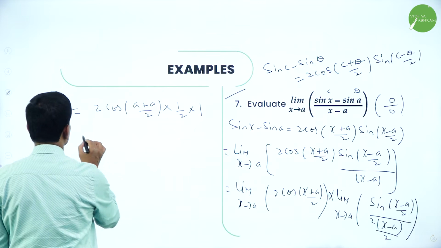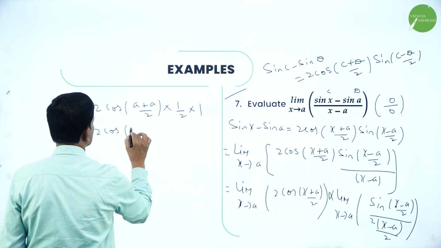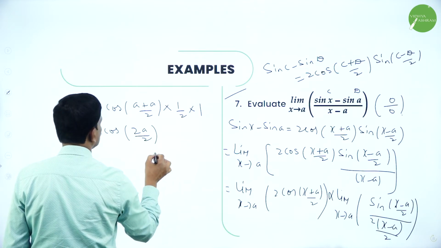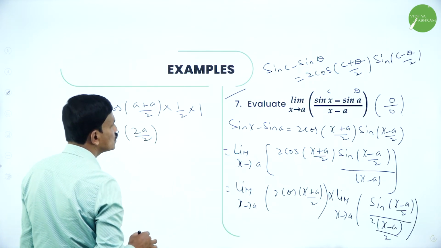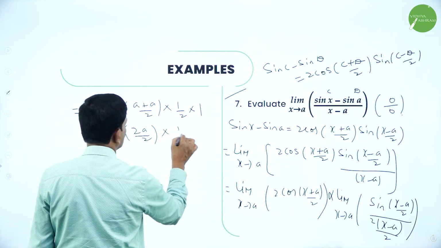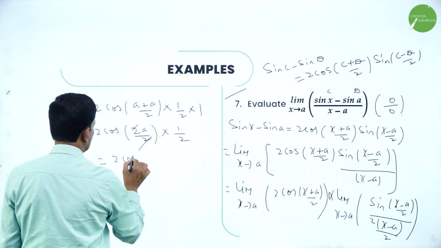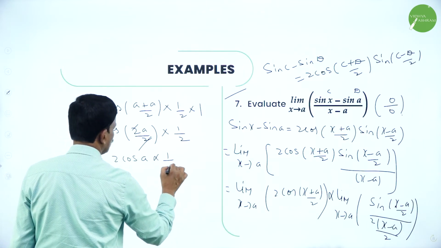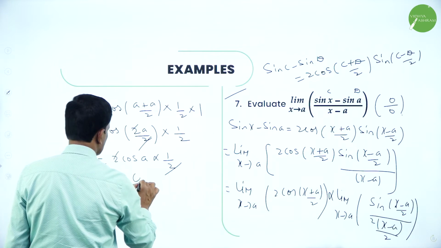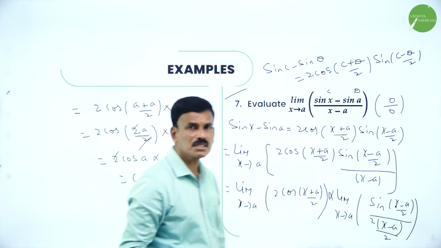Now this is equal to 2 times cos of (a plus a), a plus a is 2a, divided by 2, into 1 by 2. So here 2 and 2 get cancelled, 2 cos a into 1 by 2, 2 and 2 get cancelled, this is equal to cos a. Cos a is the simplified answer, that's it.